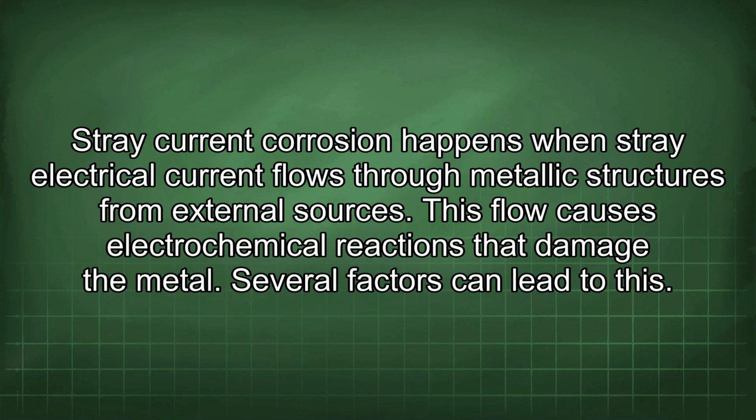Stray current corrosion happens when stray electrical current flows through metallic structures from external sources. This flow causes electrochemical reactions that damage the metal. Several factors can lead to this.